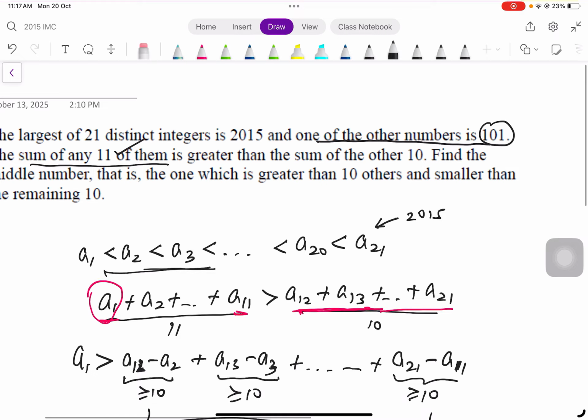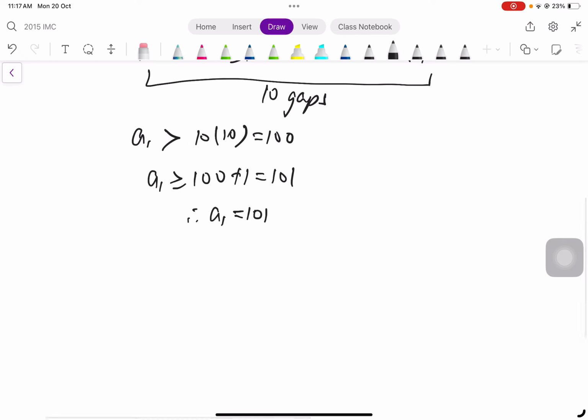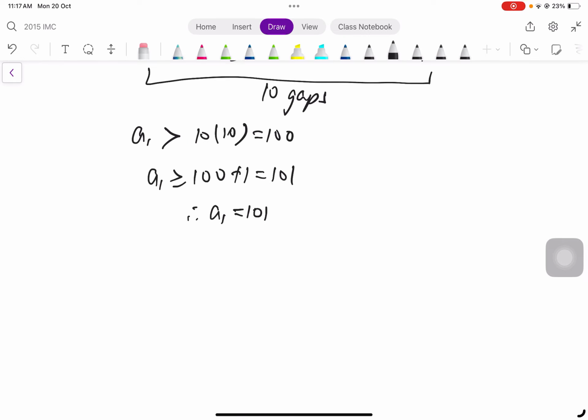And then we know that A21 is 2015. It seems very strange, right? What does it mean? Because A1 is 101, that means the gap A12 minus A2 must be equal to 10, and A13 minus A3 must also be equal to 10, and you go all the way to A21 minus A11, which must be equal to 10. Then what does it mean?